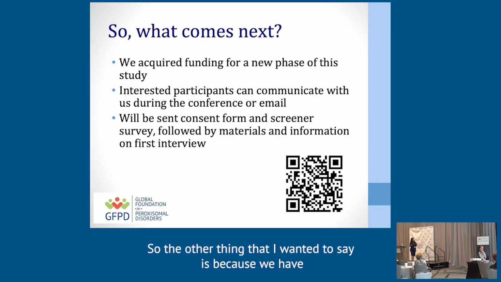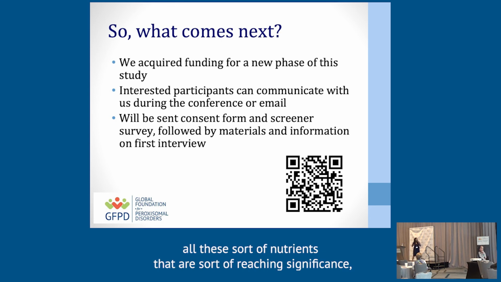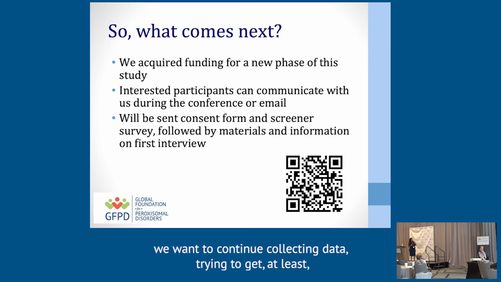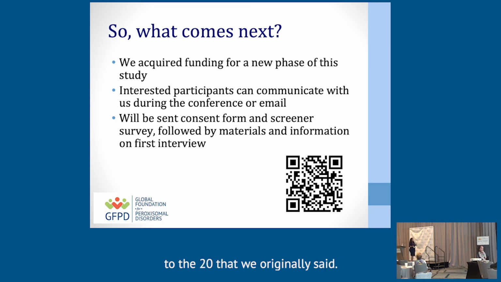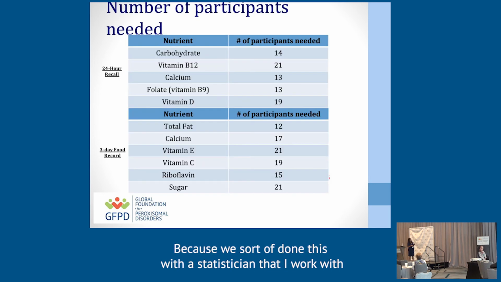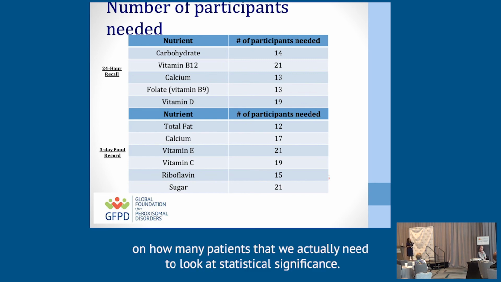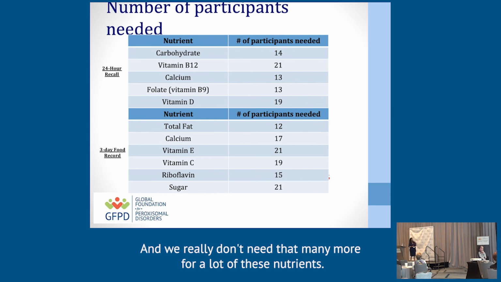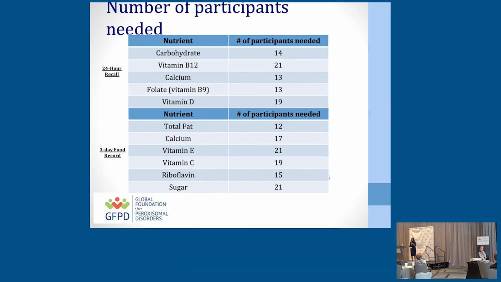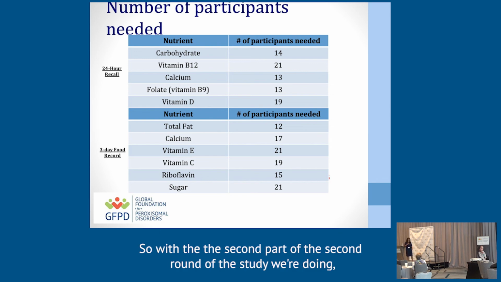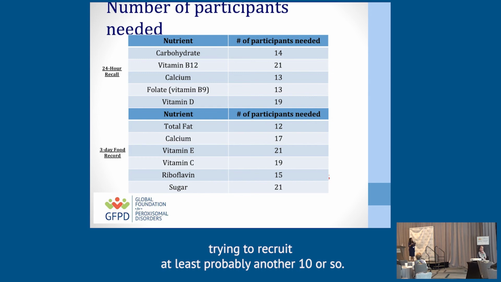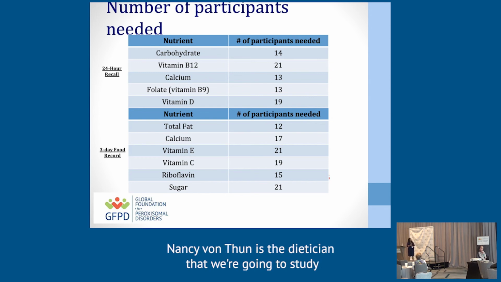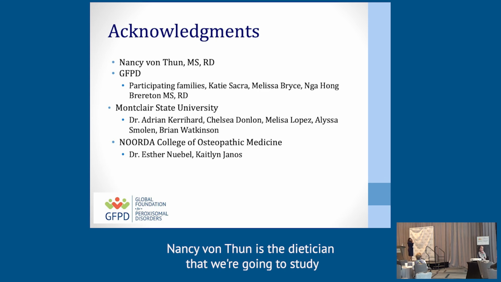The other thing I wanted to say is, because we have all these nutrients that are reaching significance, we want to continue collecting data, trying to get at least to the 20 that we originally set. The statistician that I work with says this is definitely not a power calculation, but it provides similar information on how many patients we actually need to look at statistical significance, and we really don't need that many more for a lot of these nutrients. So the second round of the study, we're going to be trying to recruit at least probably another 10 or so more.